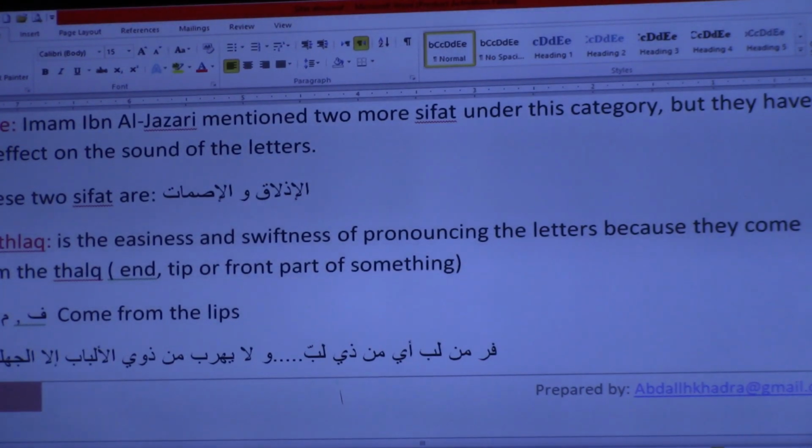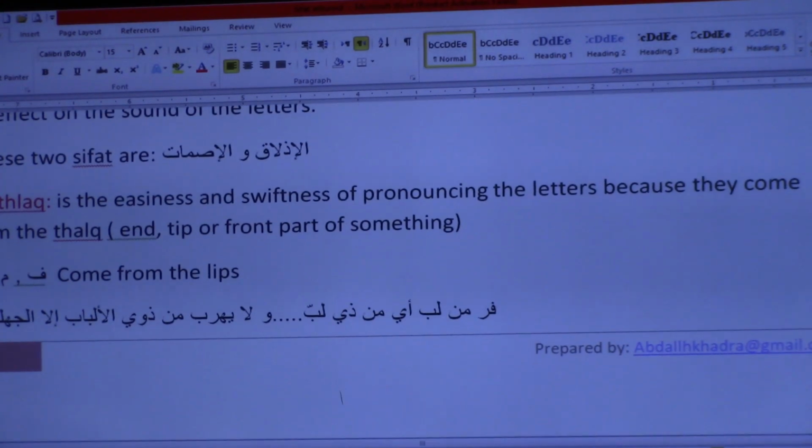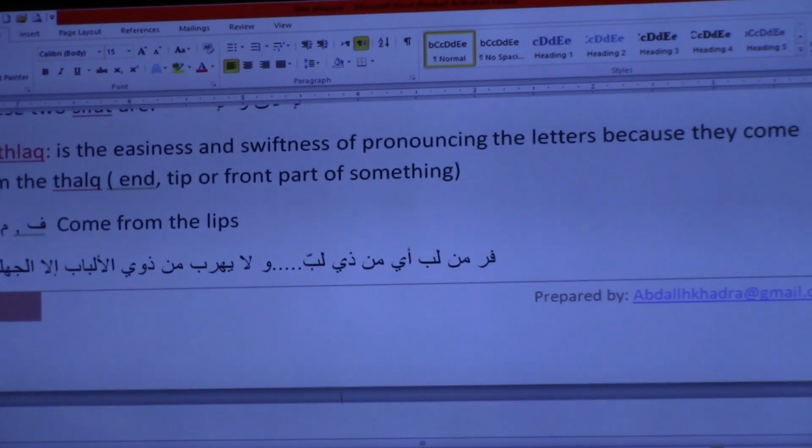So he told us the opposite of ismat. What is the opposite of ismat? It is idlaq. Wa farra min lubbin al-huruf al-mudhlaqa, idlaq. So we have ismat and idlaq. What is ismat and what is idlaq? Let's finish them up since they're not related to tajweed, then we go on to the first sifa, which is al-jahr. So Imam Al-Jazari mentioned 2 more sifat under this category, but they have no effect on the sound of the letters. These two sifat are idlaq and ismat.